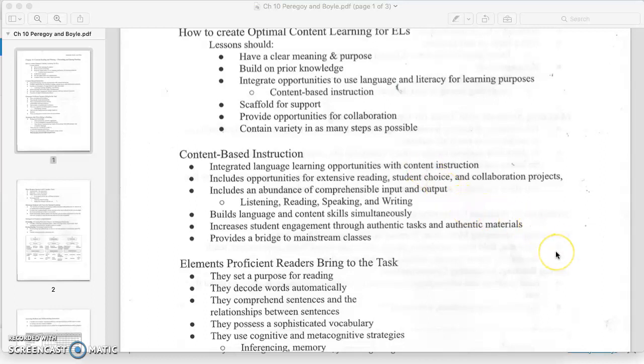They should also build on the prior knowledge and integrate opportunities to use their language and literacy for learning purposes. And it's important to make sure that it's content-based instruction to avoid any confusions, and it just strengthens their ability to understand the text. And always, of course, provide scaffold for support in their learning and provide opportunities for collaboration, which really helps fuel their engagement with the lessons and their ability to bounce off ideas and formulate and develop new ideas of their own.